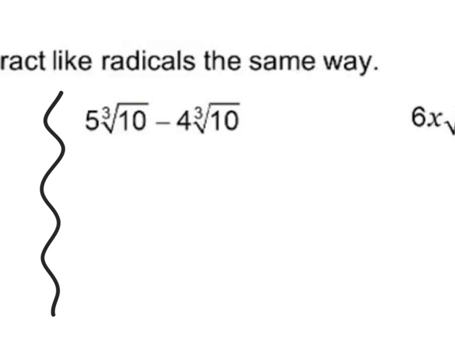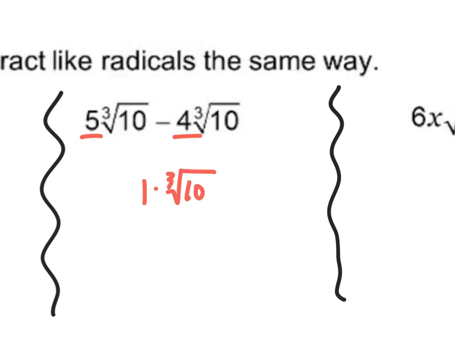Okay, on this one, you've got 5 times the cube root of 10 minus 4 times the cube root of 10, all right? And all I'm going to do, my way, is take 5 minus 4, which gives me 1 times the cube root of 10. And so 1 times the cube root of 10 is just going to be the cube root of 10, and that's my answer. You could factor out a cube root of 10, take 5 minus 4, and it gives you 1. It's whatever you want to do.